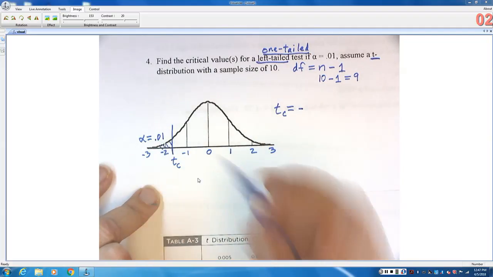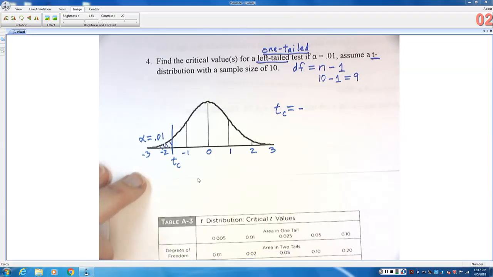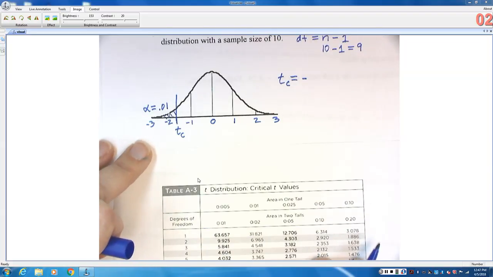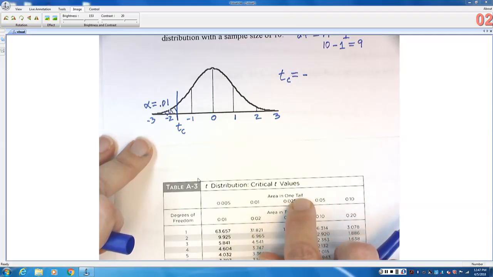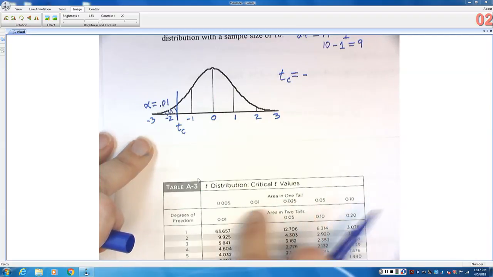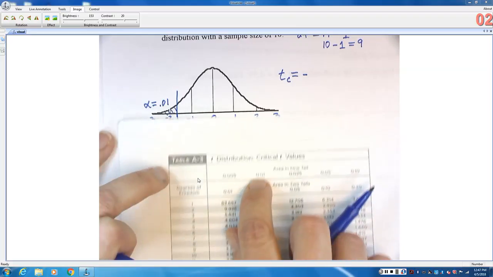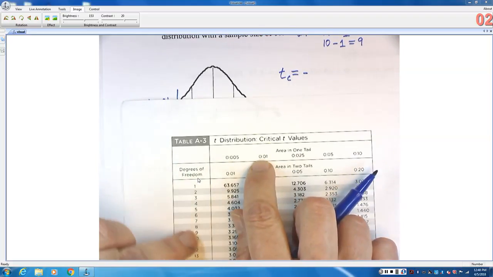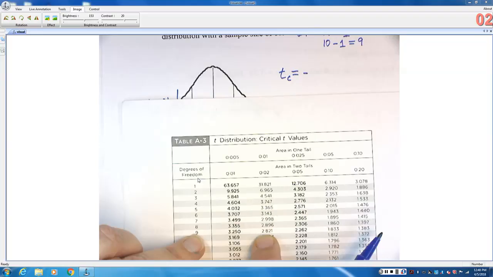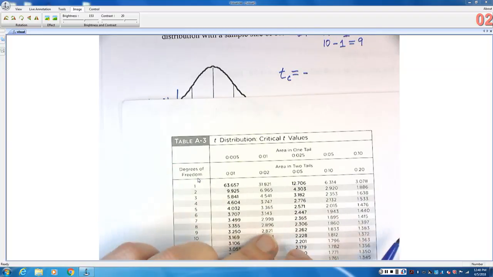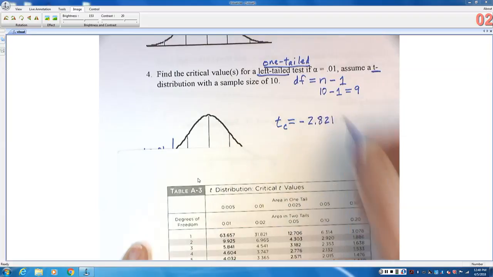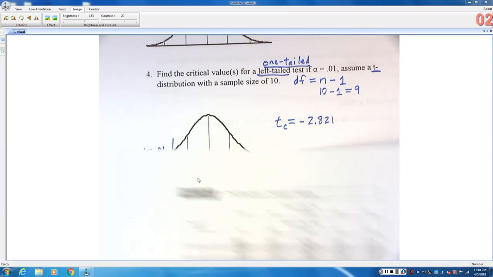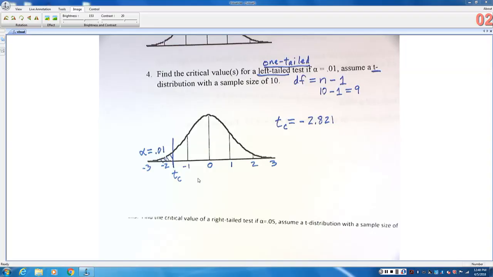We can use this chart. This is chapter 8, so we're no longer just looking at area in 2 tails. We look at the area in 1 tail, and the whole area in 1 tail is 0.01. We read down to degrees of freedom of 9, and the answer is 2.821. But we need a negative sign. So I gave this chart out. It's on the back page of that paper.